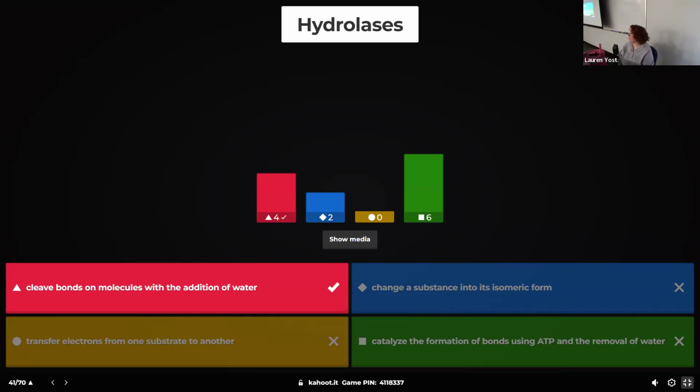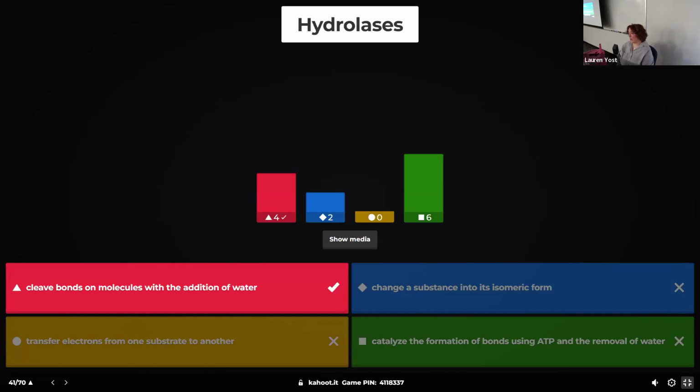Collagenase is an enzyme that breaks down collagen. And there's a whole bunch of different kinds of enzymes that we could talk about that break bonds by adding in water. So hydrolases hydrolyze large molecules to make them into smaller ones.